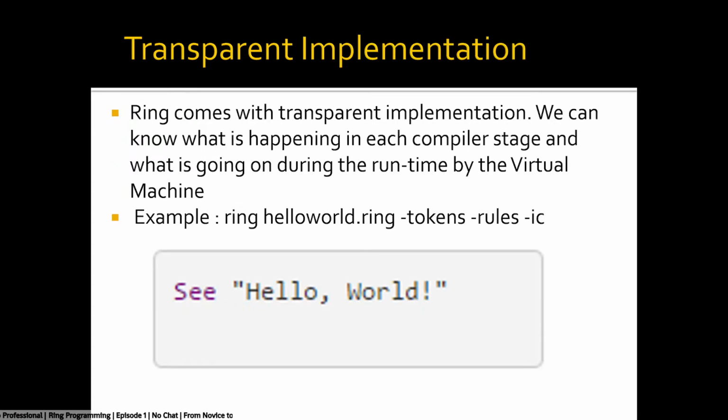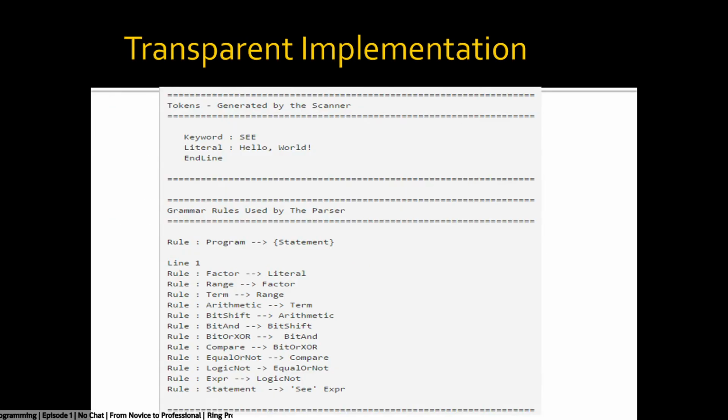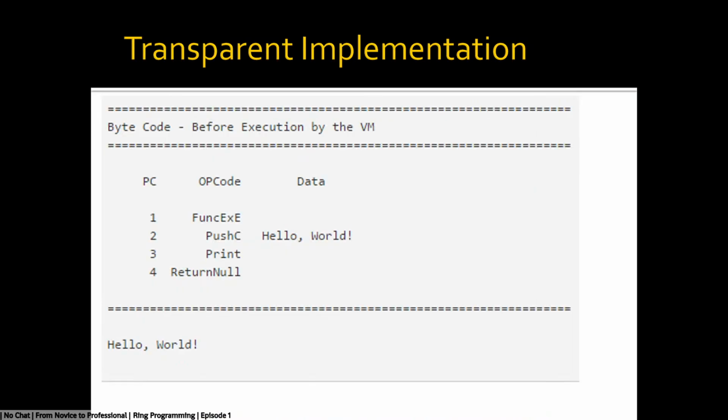Yeah. Transparent implementation. Ring comes with transparent implementation. We can know what is happening in each compiler stage and what is going on during the runtime virtual machine. Example, ring hello world.ring -tokens -rules -ic, see hello world. Oh, that's cool. The tokenizer and the lexer, literal inline. Dang, that's pretty cool, man.